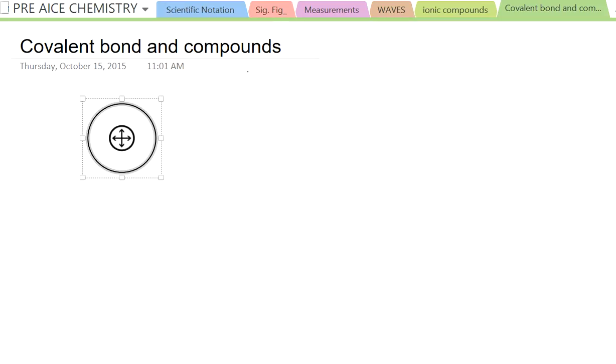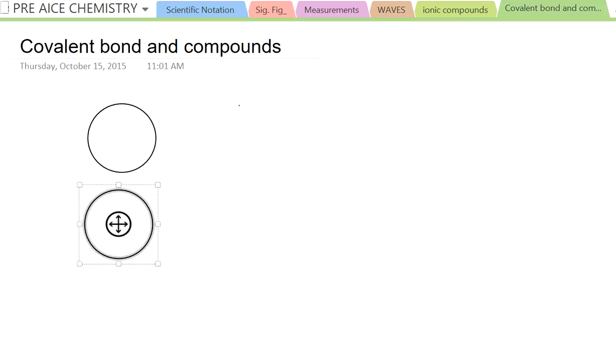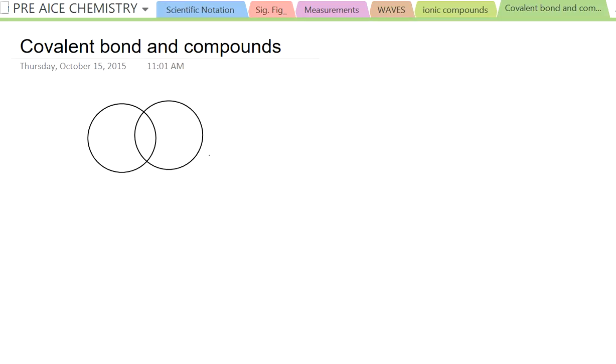For example, if we have hydrogen and hydrogen, the hydrogen on the left has one electron and needs one. The hydrogen on the right also has one electron and needs one. So they are going to share a pair of electrons. And we saw that this was the dot and cross diagram for covalent compounds.